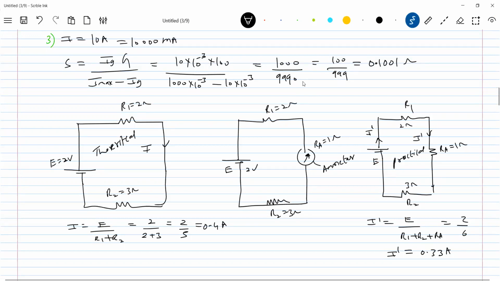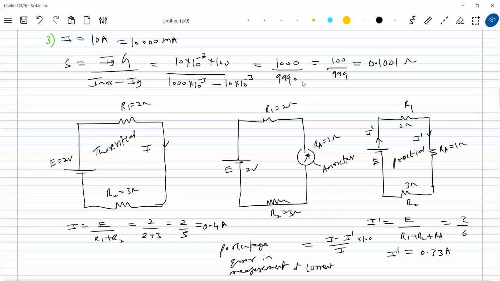So the percentage error we will calculate. Percentage error in measurement of current should be equal to I minus I dash by I, into 100%. Then you get the percentage error in measurement of current. So you calculate this. You can see the error is large. So tell me how to minimize this error.